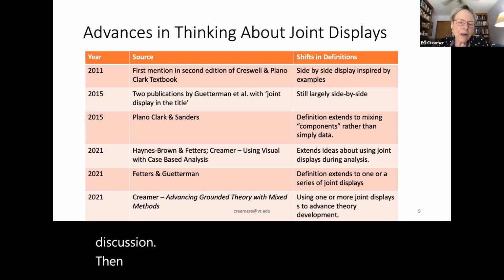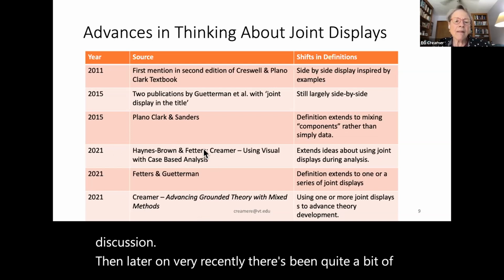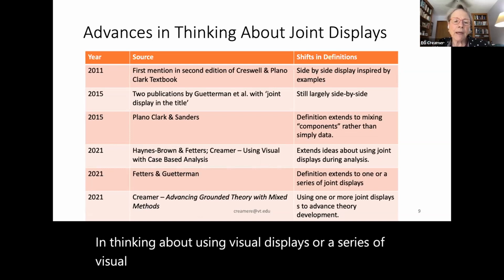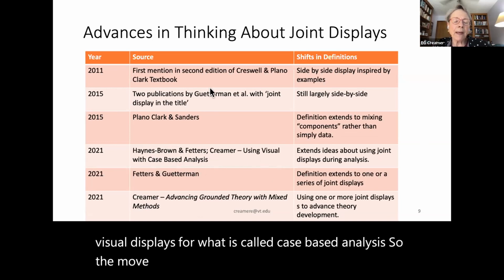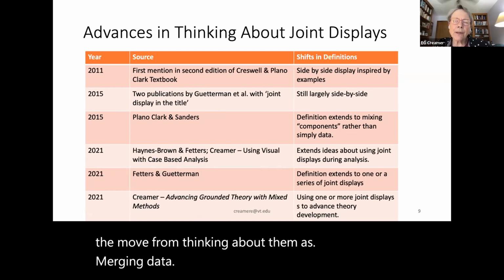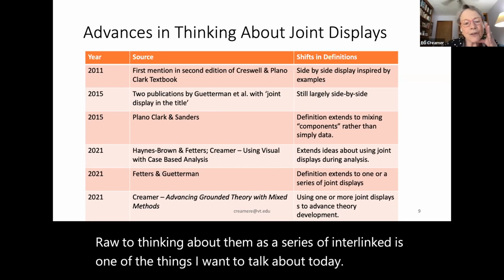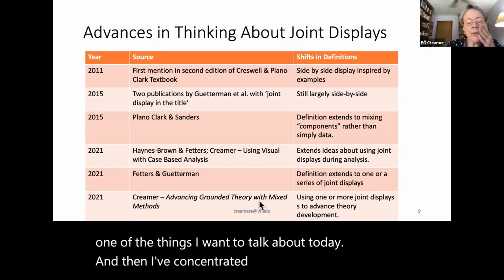Then later on, very recently, there's been quite a bit of activity in thinking about using visual displays or a series of visual displays for what is called case-based analysis. So the move from thinking about them as merging raw data, to thinking about them as a series of interlinked displays, is one of the things I want to talk about today. And then I've concentrated on using them to advance theory development.